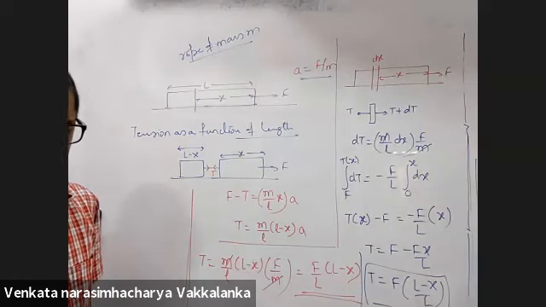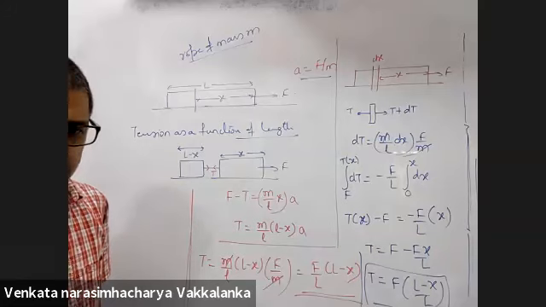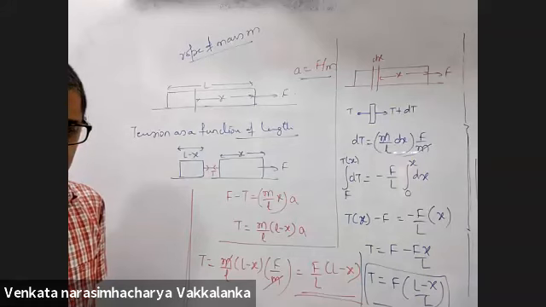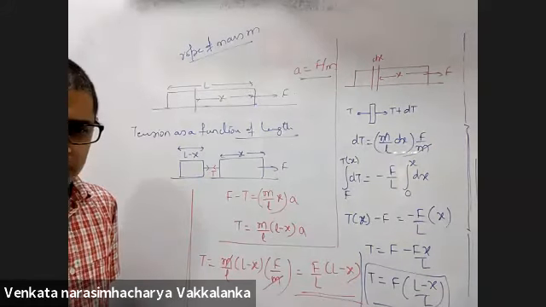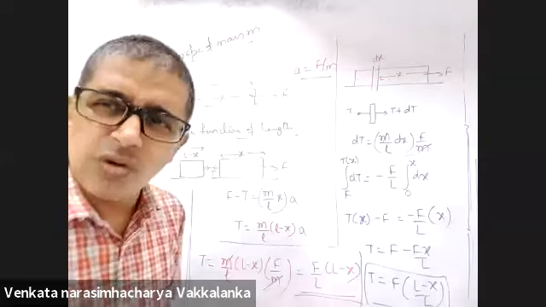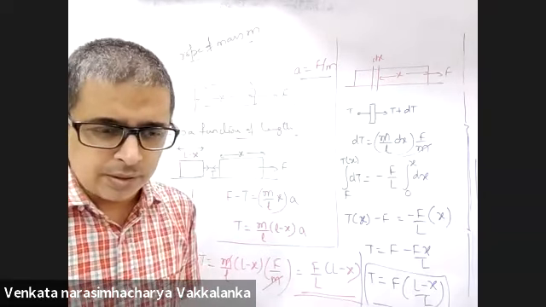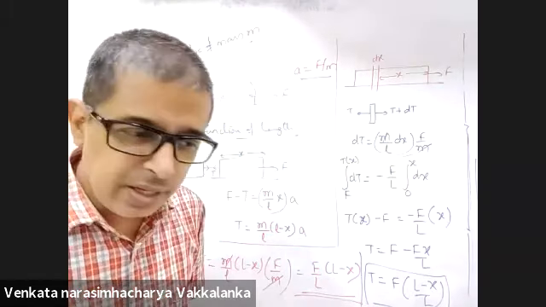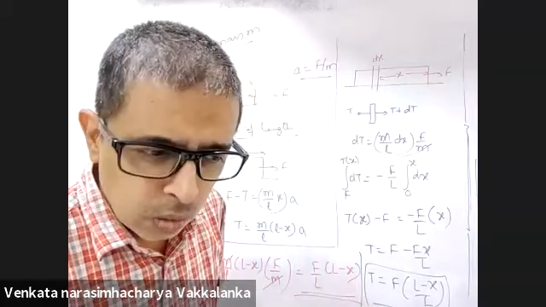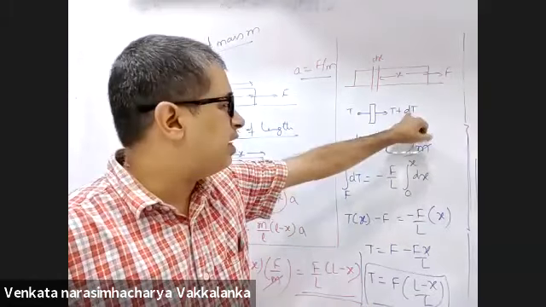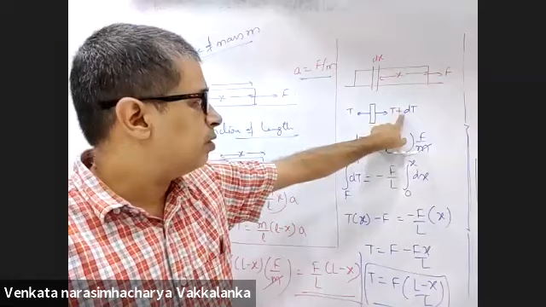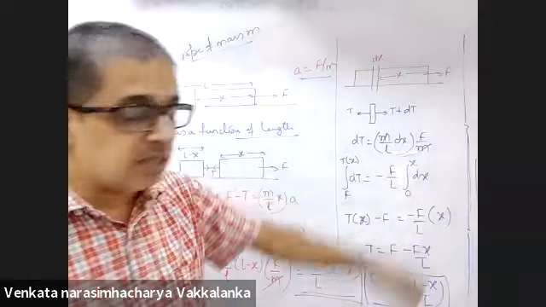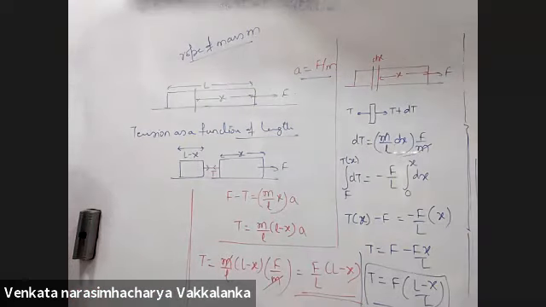Sir, is dT equal to the force that is being applied? dT is mass into acceleration. dT is the net unbalanced force on dm. This minus this is the net unbalanced force. That is equal to mass into acceleration. Okay, sir.